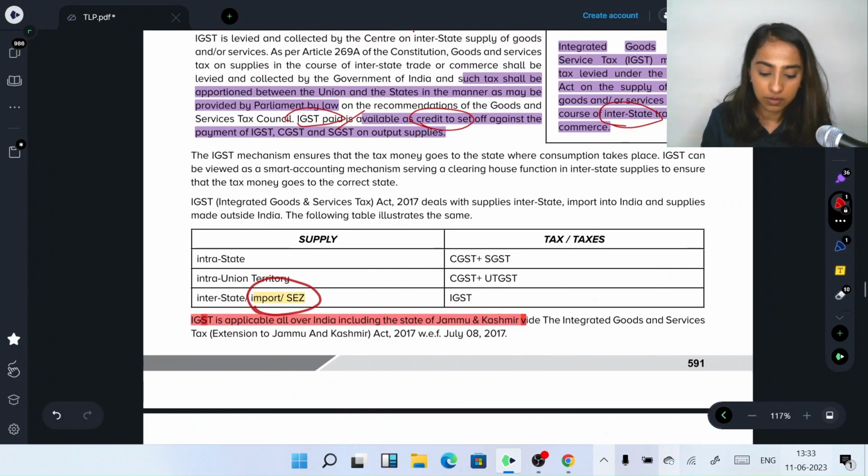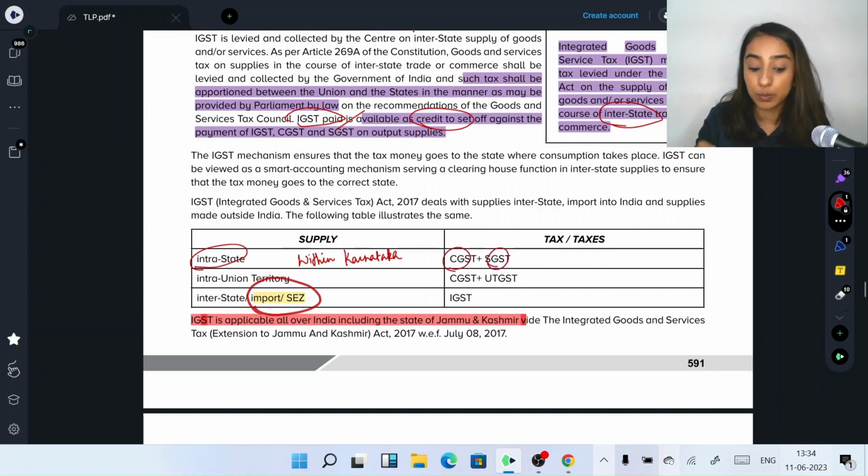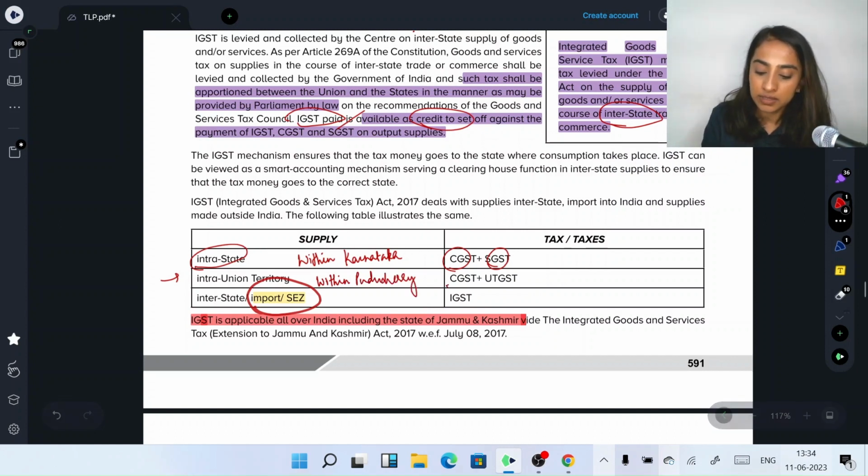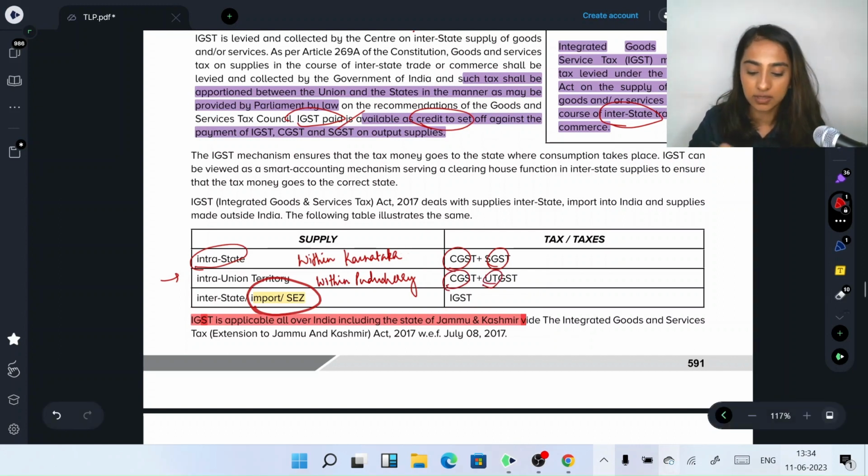Now again we are talking about what is intra, when that is within the state, within Karnataka, let's say. So when you're talking of within Karnataka, both the center and the state will come and take their own share of taxes. Then intra union territory means within the union territory, let's say within Puducherry. If you're a registered person in Puducherry and you're selling within Puducherry, then the center also will come, but instead of the state, because Puducherry is not a state, it's a union territory. So union territory tax will be applicable.